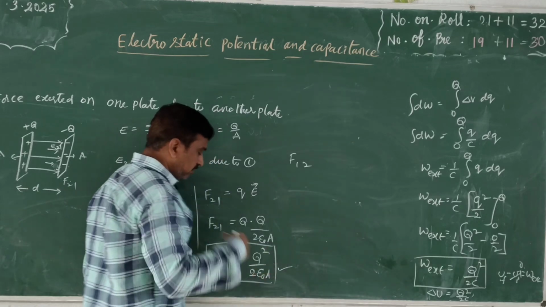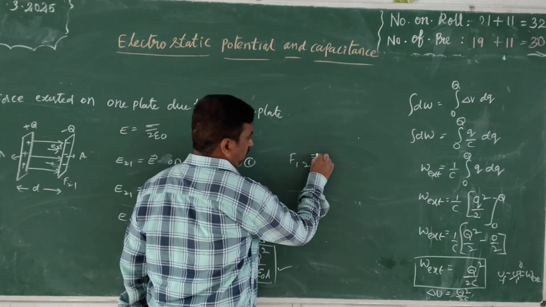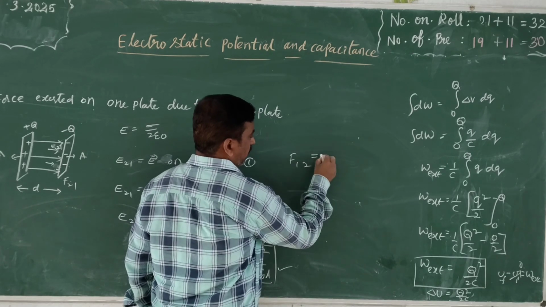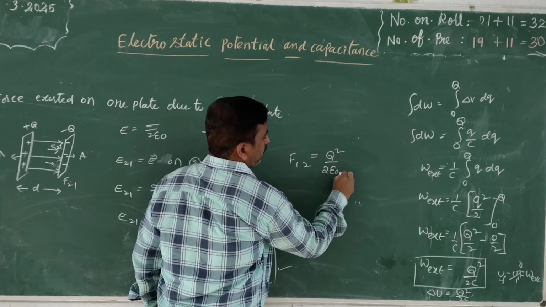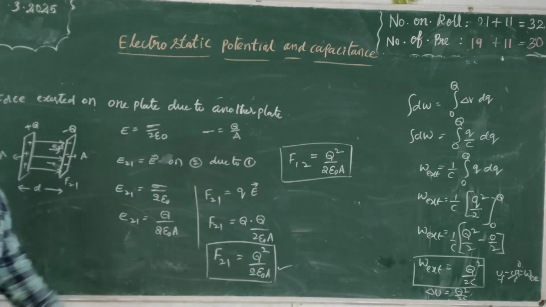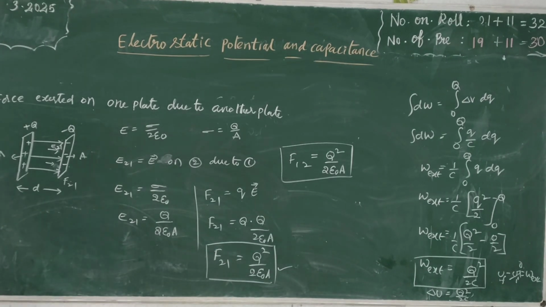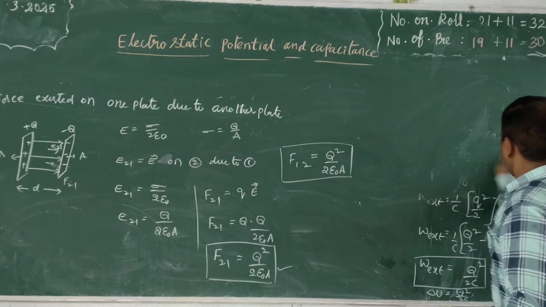The force on the first plate will be the same, because the area is the same, the charge is the same, and the medium is the same. So the force on the first plate due to the second plate is Q square by 2 epsilon naught A. The same force acts on this one. F12 equals F21, so both are the same. This is the force exerted on one plate due to the other plate. Next we discuss.